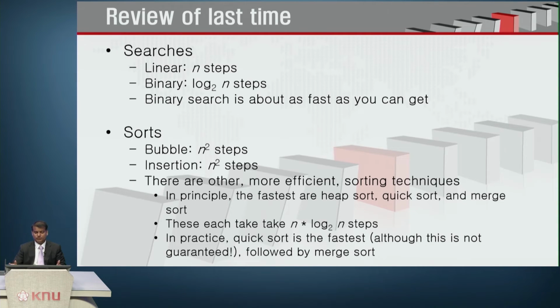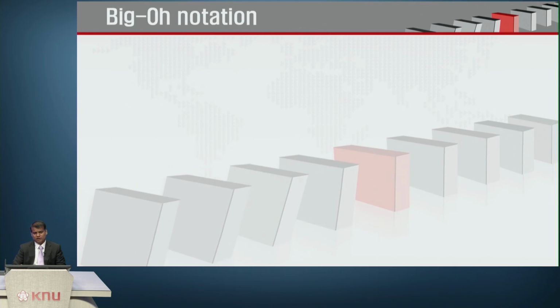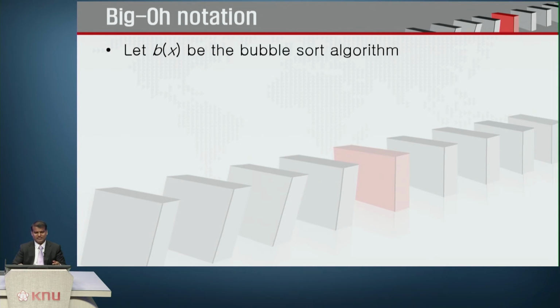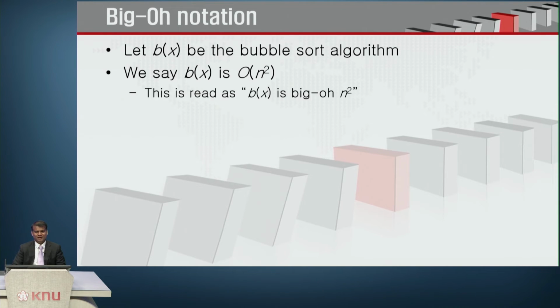In fact, I encourage you to look at all those sorting mechanisms, though we just consider bubble and insertion sort in this course. The big O notation is one of the things that you will come across from now on. Let's talk about that. Let B of x be the bubble sort algorithm, and say B of x is O of n square. We read B of x is big O of n square. Yes, that's a big O.